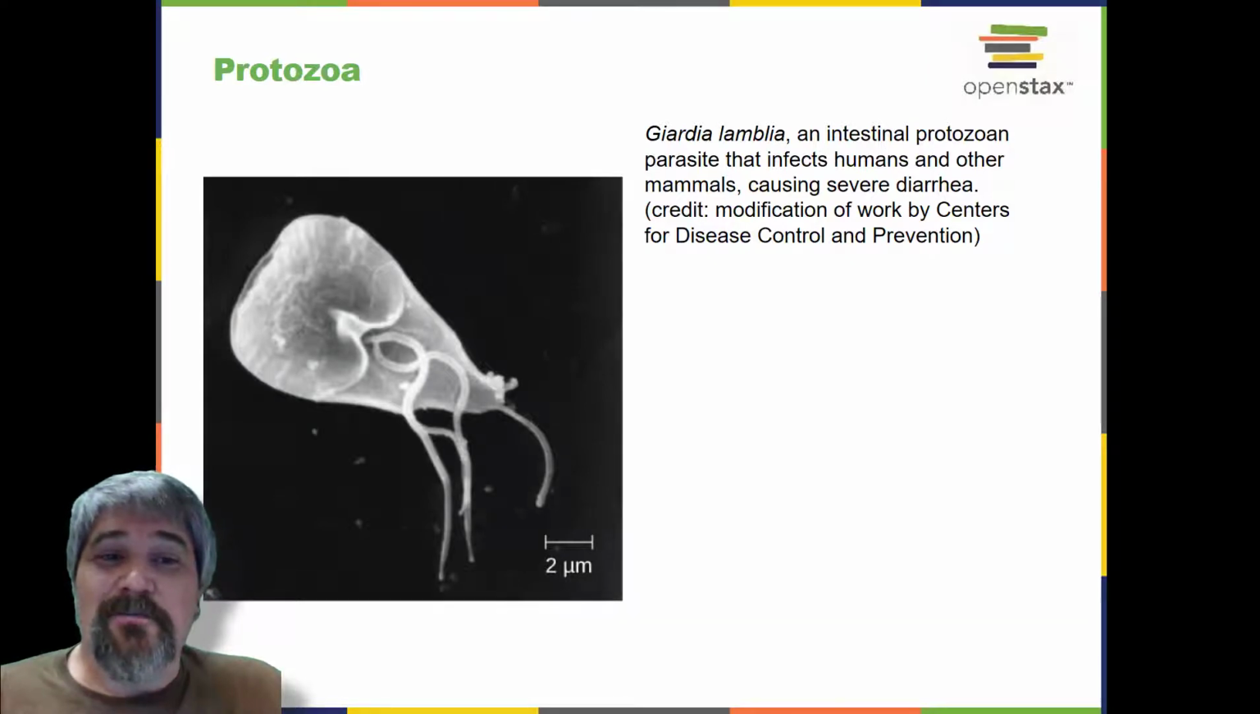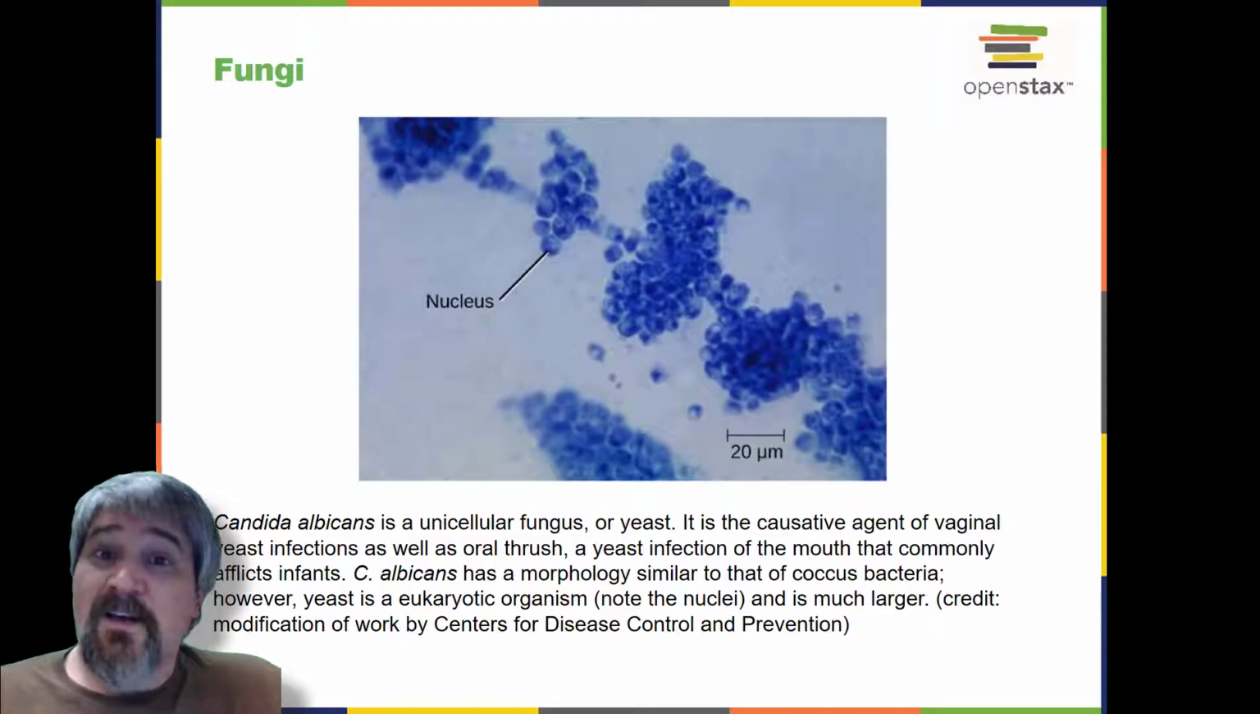Some protozoa are photosynthetic, others feed on organic material. Some are free-living, whereas others are parasitic, only able to survive by extracting nutrients from a host organism. Most protozoa are harmless, but some are pathogens and can cause disease in animals or humans, such as that pictured here, Giardia lamblia. Fungi, singular fungus, are also eukaryotes.